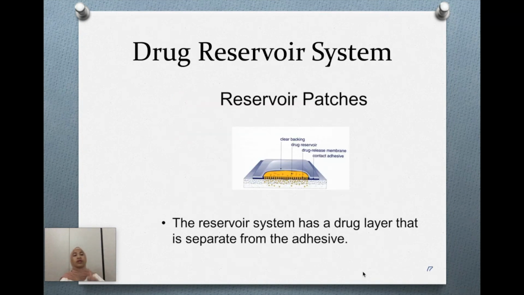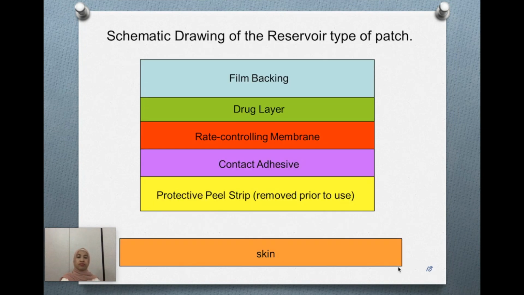Now, one example of a patch is a drug reservoir system, where you have here a drug layer that is separated from the adhesive. So you can see here, you have the drug reservoir, which is the orange, and you have the adhesive. So this is the drug release membrane, which controls the release of your drug. So this is a schematic drawing. So you have the film backing, drug layer, drug control release membrane, contact adhesive, and protective peel strip. So it's the liner. So this liner just now, the liner. Okay.